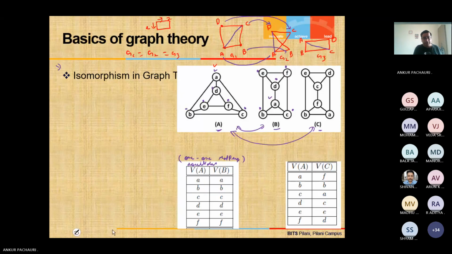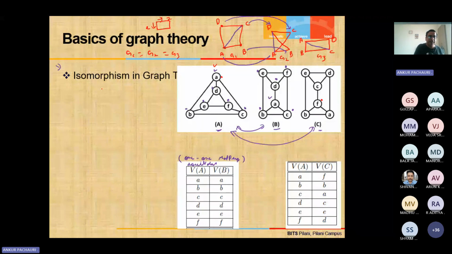Similarly, if I need to compare A and C, so node A of A is equivalent to node F of A. Somehow, by some way, I can come up with a mapping: A is equivalent to F, B is equivalent to B, C is equivalent to A, D is equivalent to C, E is equivalent to E, and F is equivalent to D. If we can come up with this type of mapping, then I can say that those two graphs are isomorphic to each other. Now the question arises how we can come up with this mapping. I'll explain, but as of now, is the problem clear?